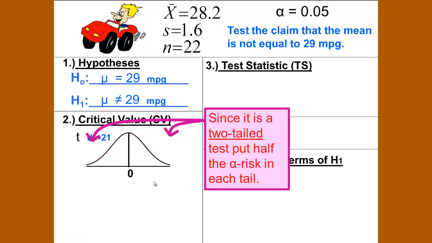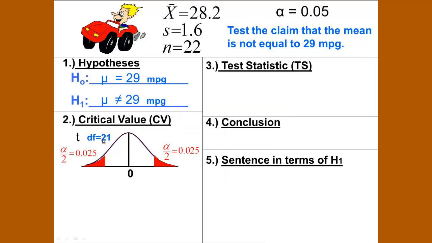Well, we want a 0.05 significance level, but because there are two tails, we're not going to put the significance level in both tails. The total significance needs to be 0.05. So we will put half of the alpha risk in each tail. So that's alpha divided by 2, which is 0.025 in each tail. And our degrees of freedom is n minus 1. 22 minus 1 gives us 21.